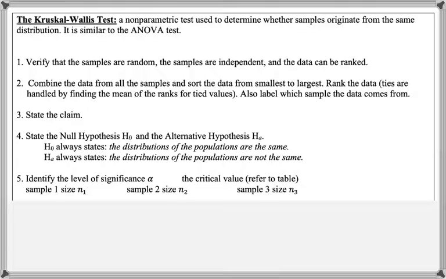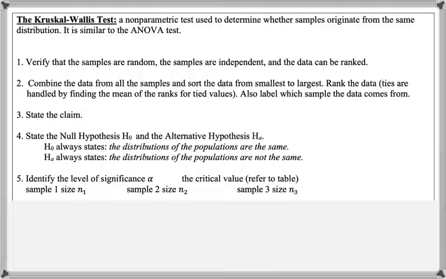Next, we combine the data from all the samples and sort the data from smallest to largest. We rank the data, and ties are handled by finding the mean of the ranks for tied values. Also, we label which sample the data comes from. Then we state the claim and the null and alternative hypotheses.